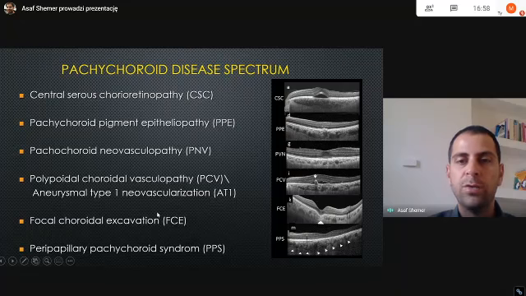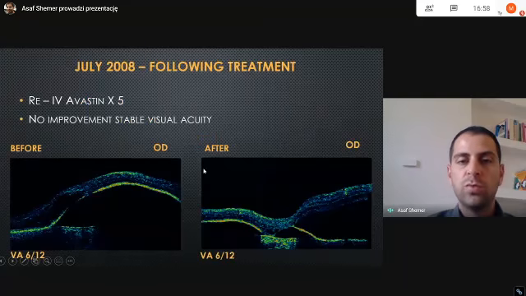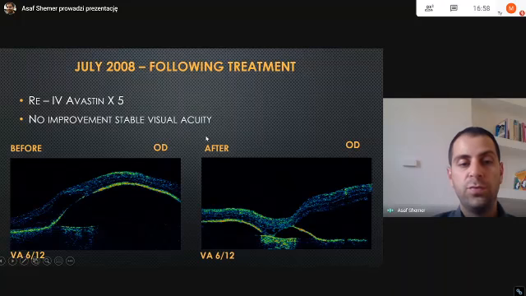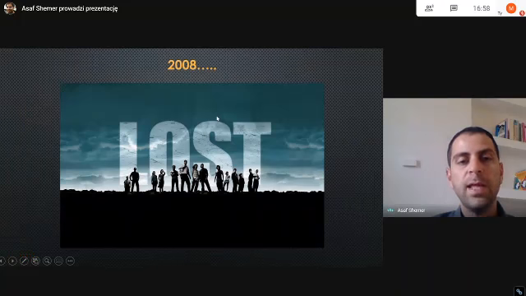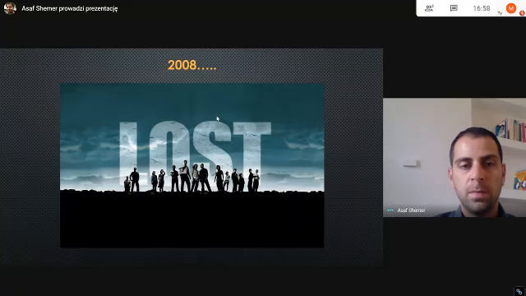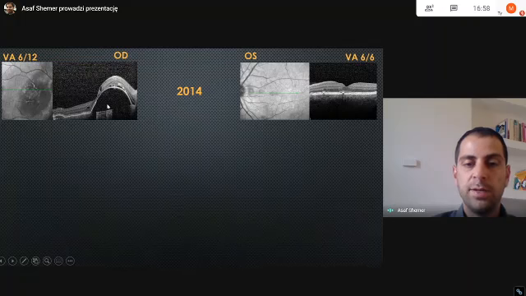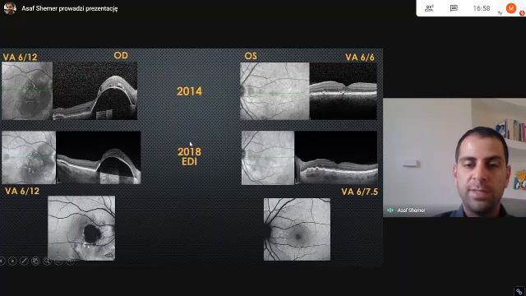And now we go back to our patient. So the patient was treated with 5 cycles of anti-VEGF, yet his visual acuity did not improve. And then he was lost to follow-up. 6 years later, the patient came back to our clinic. An OCT of his right eye shows again a large PED, and on his left eye, there are now several PEDs. The next visit was again in 4 years, at 2018.